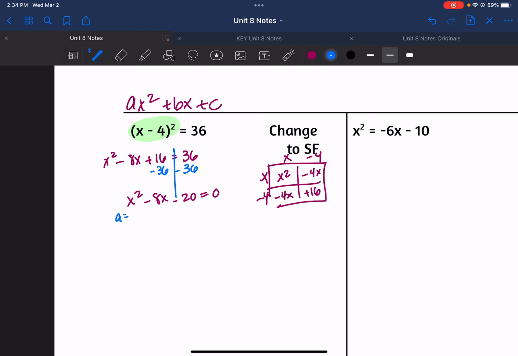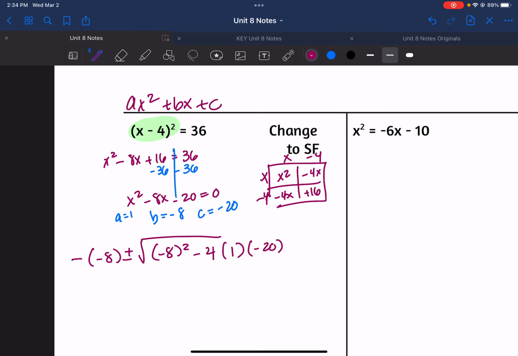So I have my a is 1, b is negative 8, and c is negative 20. All right, so let's go ahead and plug it in. So we have negative b, so negative parentheses negative 8, plus or minus square root of b squared, so negative 8 squared, minus 4 parentheses, that's a c, negative 20, okay, all over 2a.